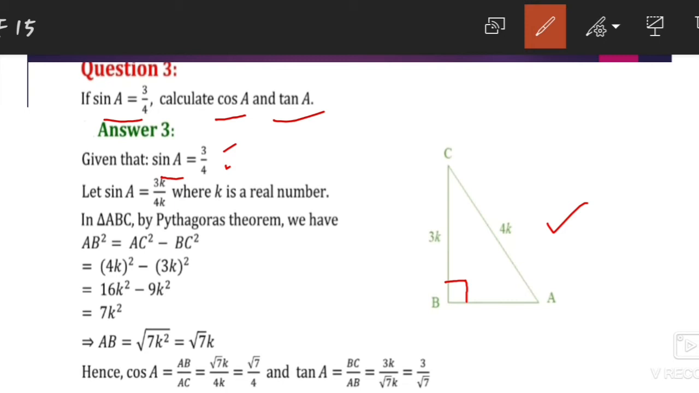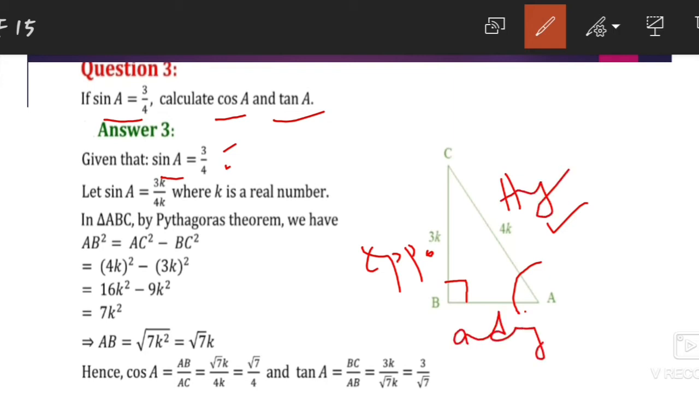A is the main acute angle, and you have to find sin A. Whenever you take A as the acute angle, this is the opposite side, this is the hypotenuse, and this is the adjacent side. You know the formula that sin A is equal to opposite by hypotenuse. So from the diagram, sin A is equal to BC by AC.